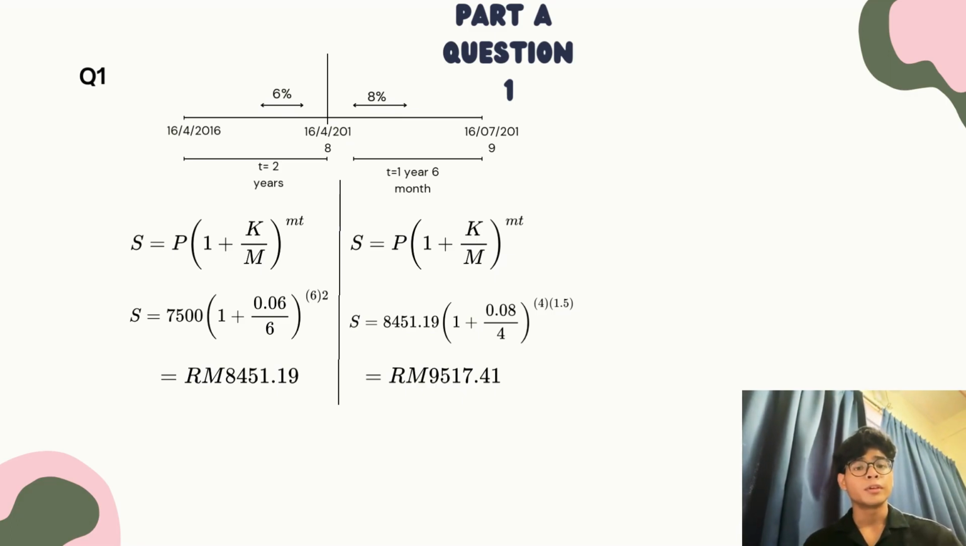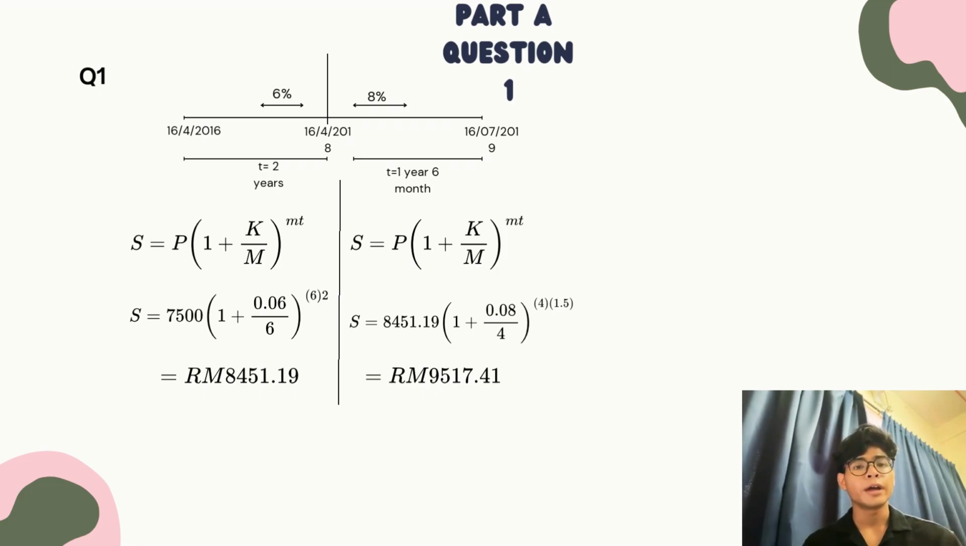If you need some time to read the question properly, you can pause this video. The first thing you must do is the timeline. The timeline is for you to find the value of T. So the first T we got is 2 years, while the second T is 1 year and 6 months, which is 1.5 years. The second most important thing you must determine is the value of M. M stands for how many times the money has been compounded in a year.